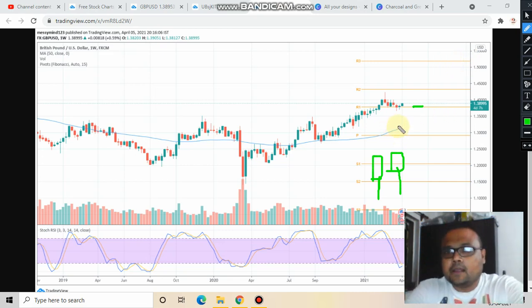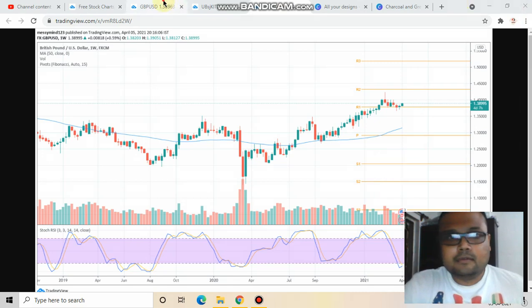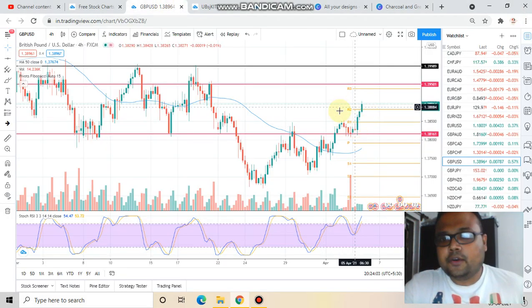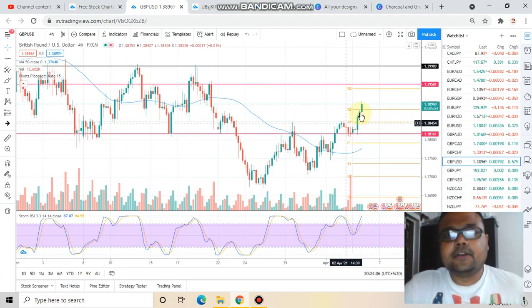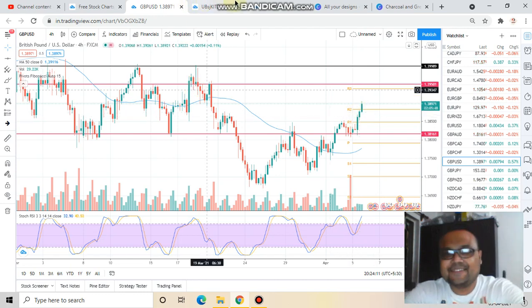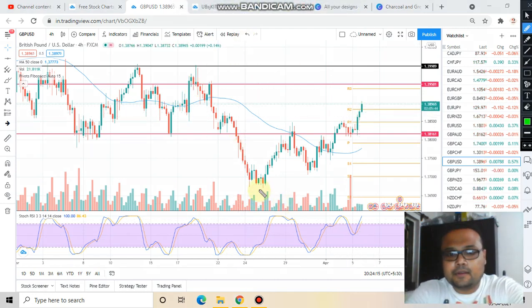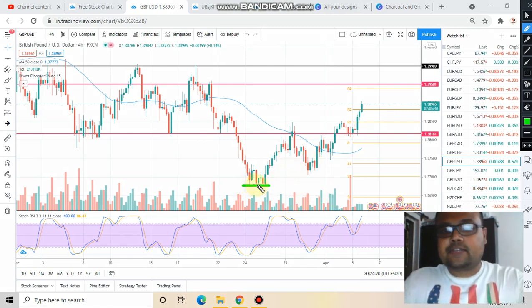So whenever we get to see a pattern like this, we can easily come to the conclusion that market will be bullish now, and this is the reaction. This is the reaction of the past 2 weeks hammer pattern. Therefore this level is extremely important.